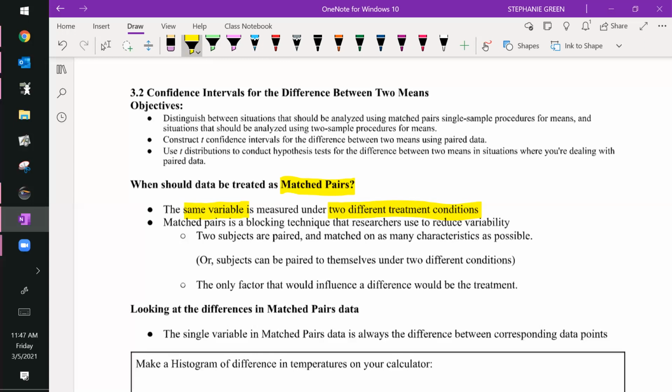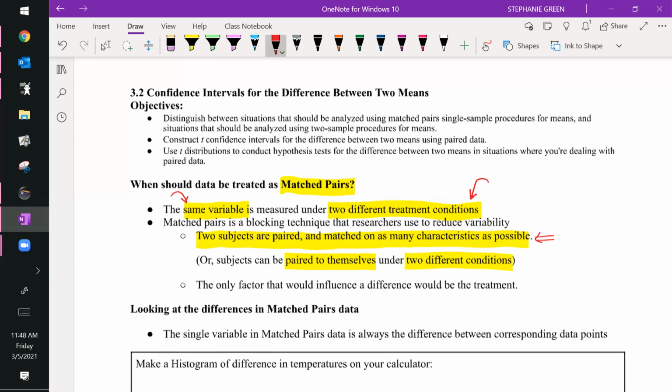And the most important thing about matched pairs is the two subjects are paired and matched on as many characteristics as possible. And again, we can have situations where the subjects can be paired to themselves under two different conditions, though. So there are basically three key things we need in a matched pairs experiment. We need both data sets to be measured on the same variable. We need two different treatments to be imposed. One of those treatments can be a control. And then the most important one is that the subjects have to be matched to each other on as many characteristics as possible.